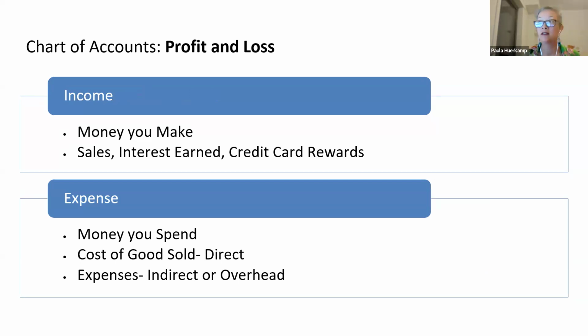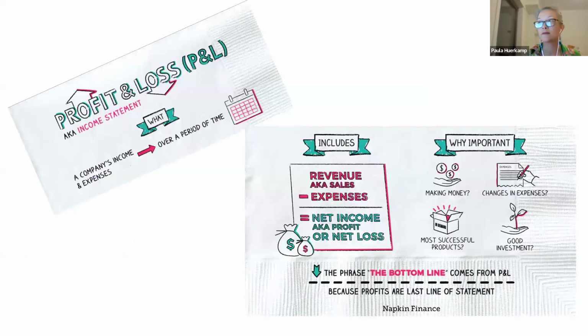Again, income is money in, whether it's sales, interest earned, credit card rewards, or sometimes bonuses. That is all income. And expenses are money that is spent: paying subcontractors, cost of goods sold, direct or indirect expenses.